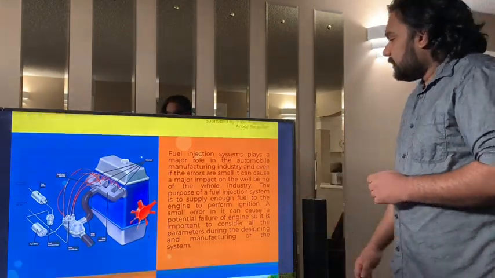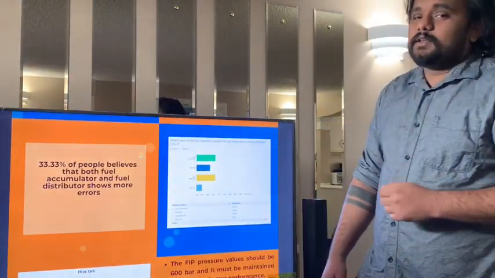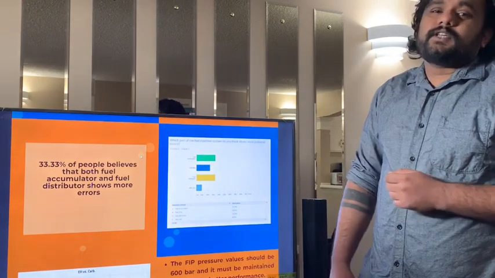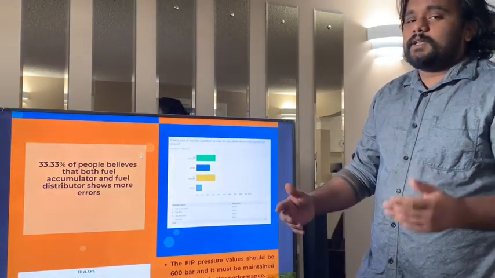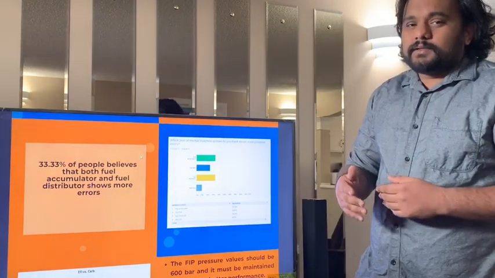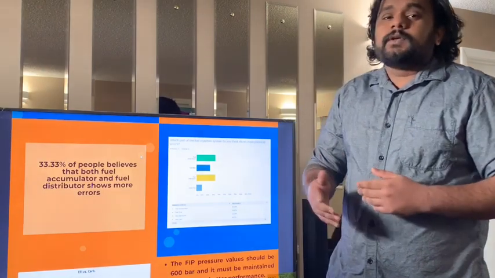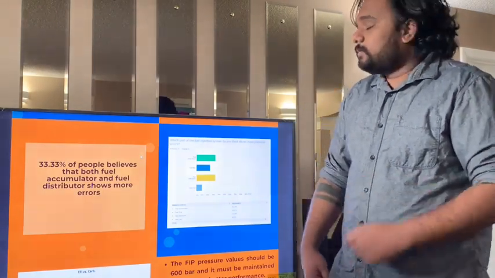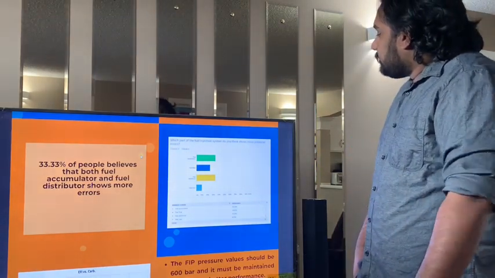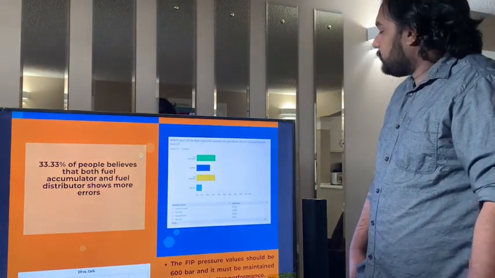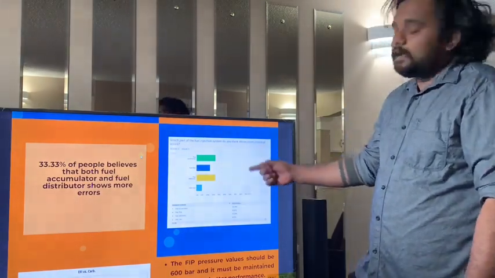Moving on to the next slide, we had to take a survey to know which parts are mostly affected in the fuel injection system. We wanted reviews from people, how much people know about it, and what areas we have to improve. From the survey, the parts we mainly considered were the fuel accumulator, fuel filter, fuel distributor, and inlet tract.